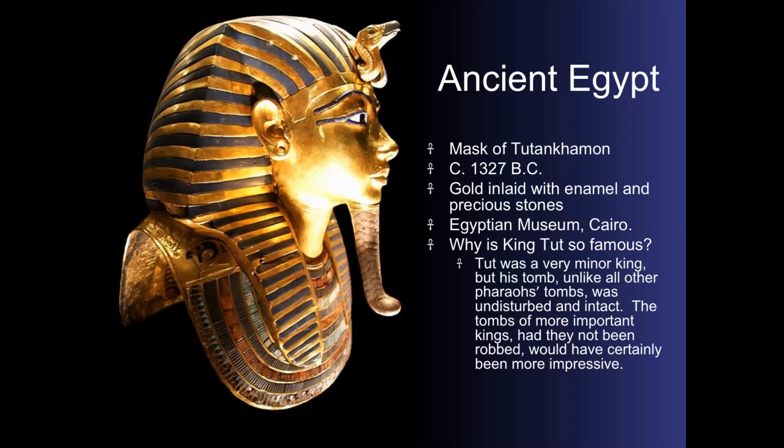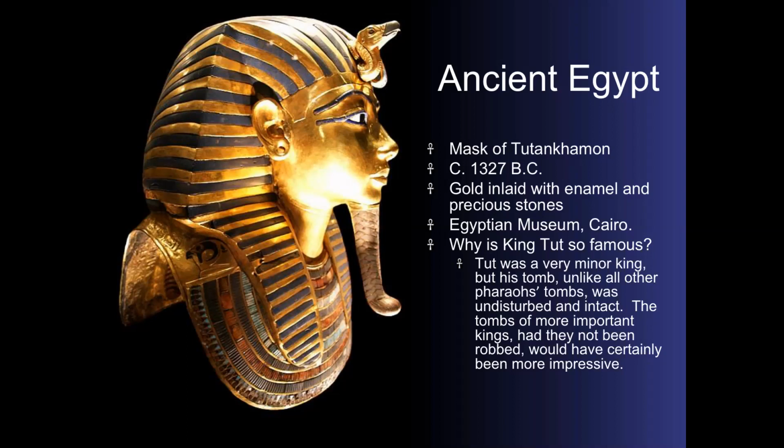So why is King Tut so famous? He was actually a very minor king, but his tomb, unlike other pharaohs' tombs, was undisturbed and intact. The tombs of more important kings, had they not been robbed, would have certainly been more impressive. Later on, we'll talk about kings like Ramses II. At that time in the New Kingdom, they buried people in what's called the Valley of the Kings. They basically made these man-made caves to try to hide the tombs, and it wasn't successful at all. All of the tombs were robbed. It was only luck that Tut's tomb wasn't robbed and was able to survive through today.